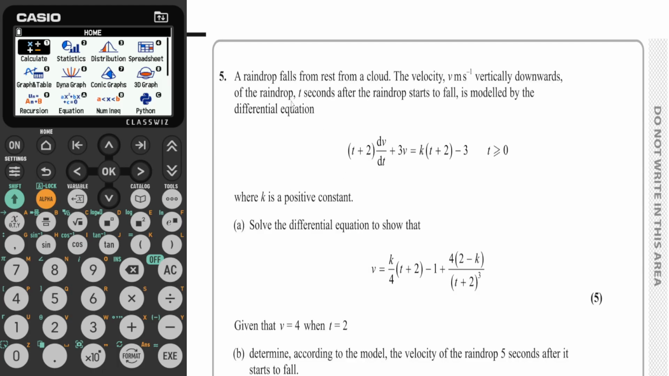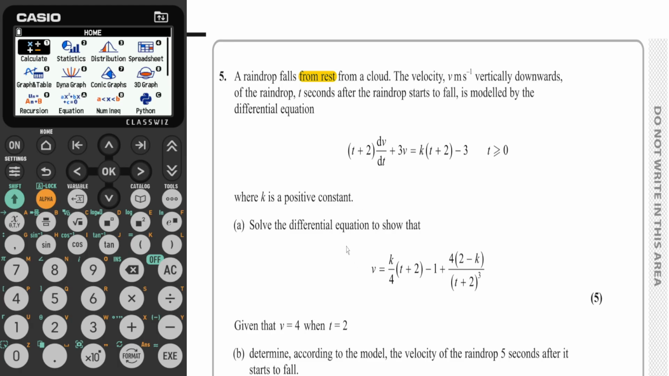Question number 5. A raindrop falls from rest from a cloud. The velocity v meters per second vertically downwards of the raindrop t seconds after the raindrop starts to fall is modelled by the differential equation (t plus 2) times dv over dt plus 3v equals k times (t plus 2) subtract 3, where t is greater than or equal to 0 and k is a positive constant.